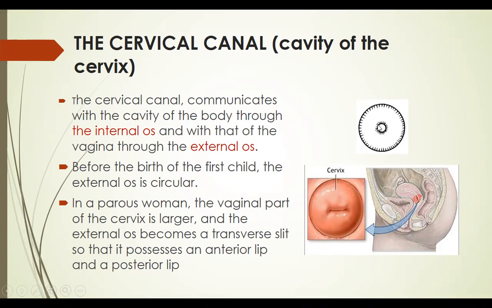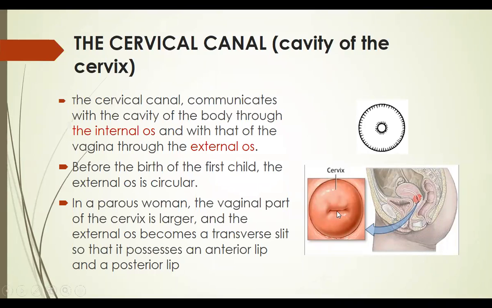Initially, in case of the nulliparous, it will be rounded, but after the delivery of the first baby, this becomes broad. So in case of nulliparous, it will be rounded. In multiparous, it becomes broad. Okay, so this is the opening.